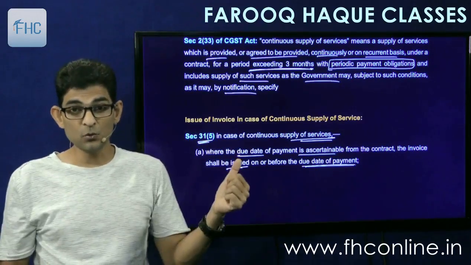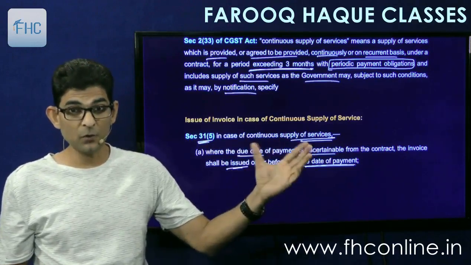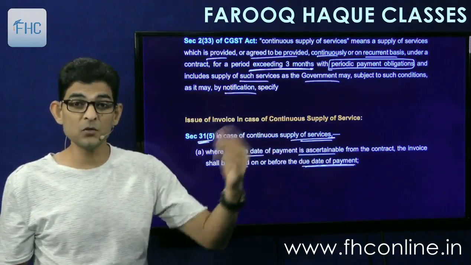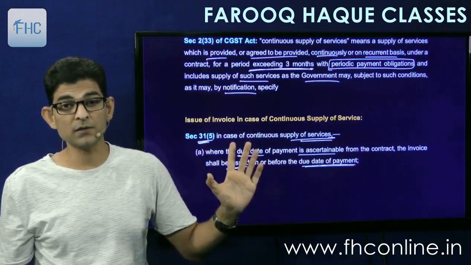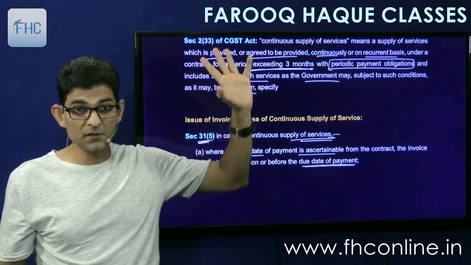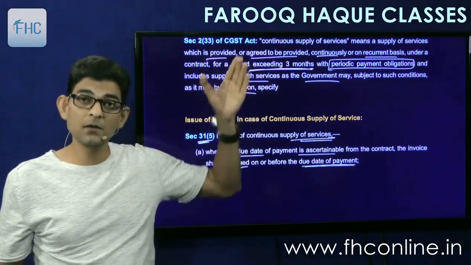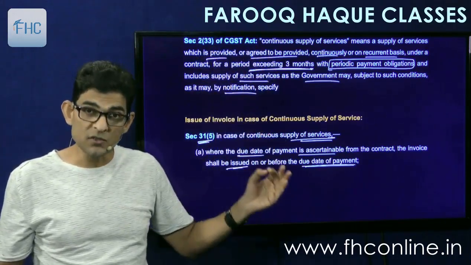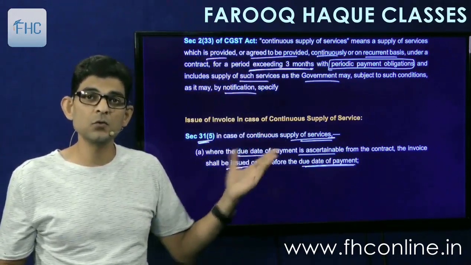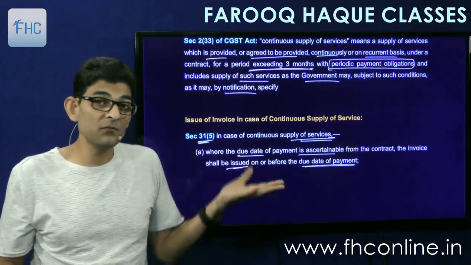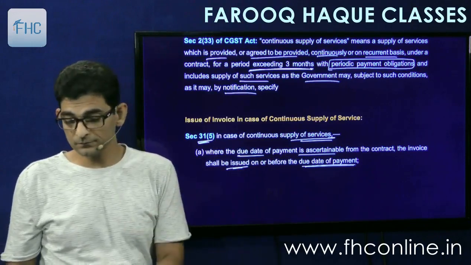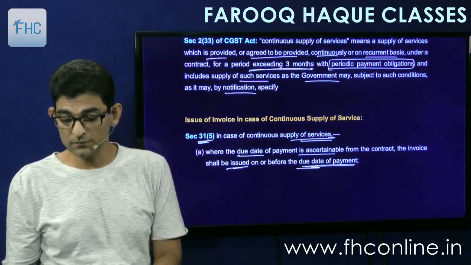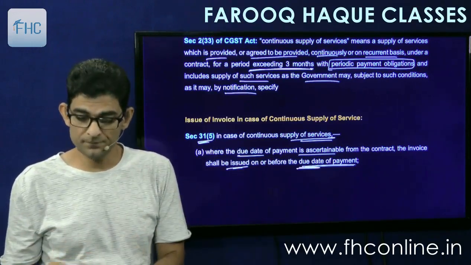Okay. So if the due date is ascertainable from the contract, contract says that you have to pay rent on 7th of every month, invoice shall be issued on or before the due date. So here there is no 30 days period. No 30 days. Invoice has to be given on 7th or before that. So you will issue invoice to me on maybe 5th or maybe 6th or maybe 7th, because 7th is the due date. So due date, you have to issue the invoice.